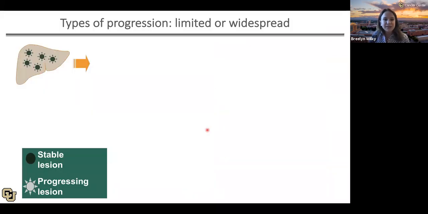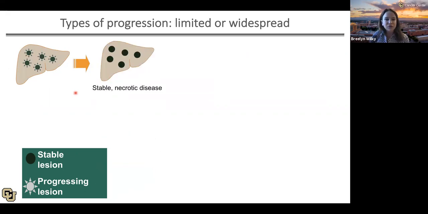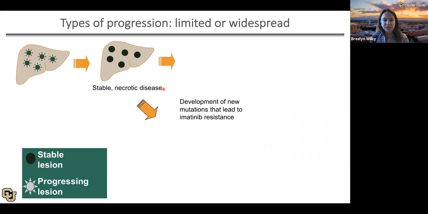And so these two cases illustrate really the main two types of progression, limited or widespread progression, and these are treated differently. So if this is our liver with multiple lesions that are active to begin with, the hope is that when you start treatment, these all become stable or necrotic and dead. But what we know is that over time, there are the development of new mutations in the KIT protein that lead to imatinib resistance, and we'll talk about that a bit more.